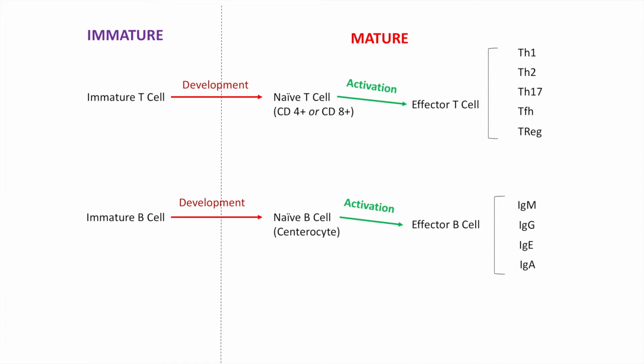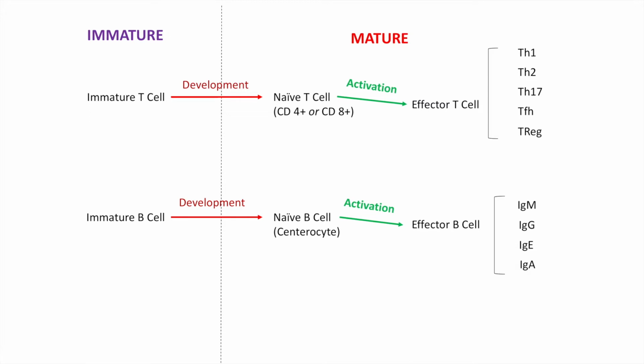Okay, so maturation is part of the development process. After you have your mature T cells/B cells, which will be in your primary generative lymphoid organs, it's a naive T cell/B cell, and then it will be activated due to the recognition of antigens.